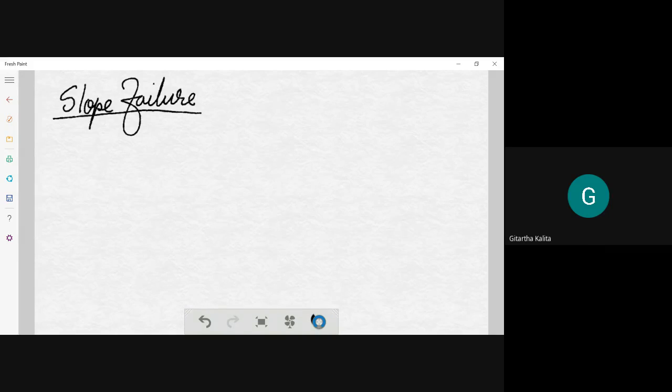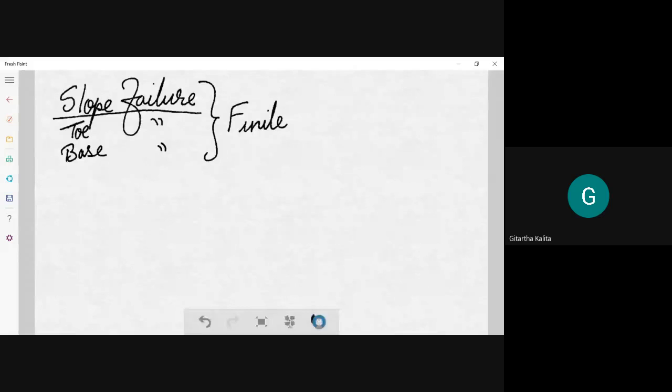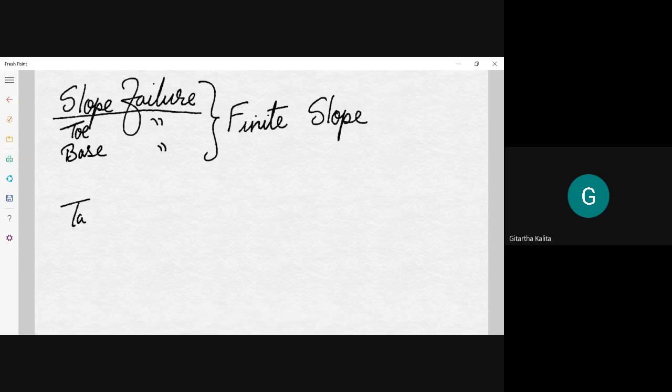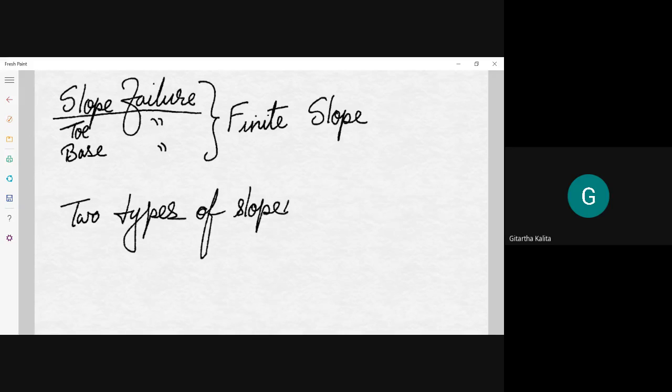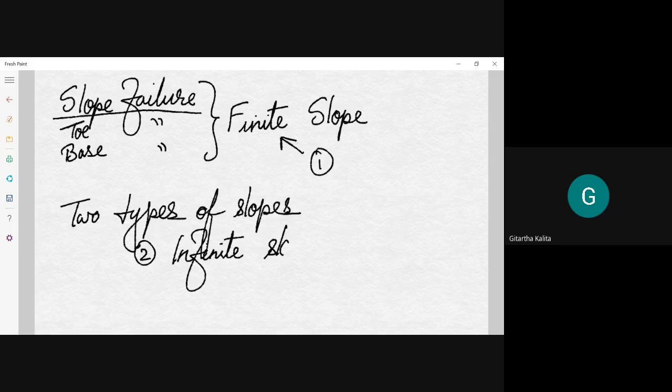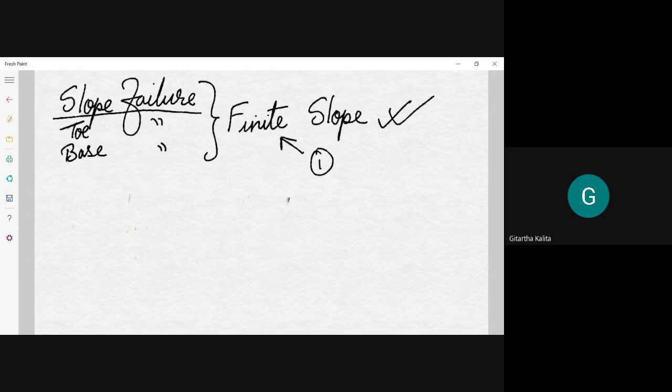First of all, you have to understand that slope failure, toe failure, and base failure happen in a specific type of slope, which is called a finite slope. Actually, there are two types of slopes. The first one is the finite slope, and the second one is the infinite slope. First we are discussing the finite slope. After we complete discussing its various aspects, we will gradually move on to the infinite slope.